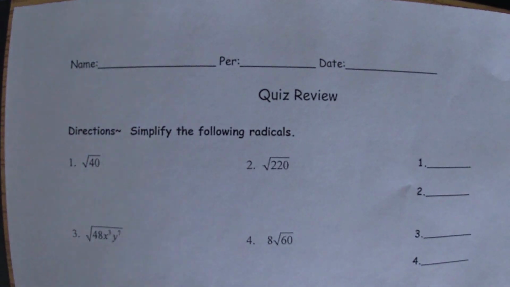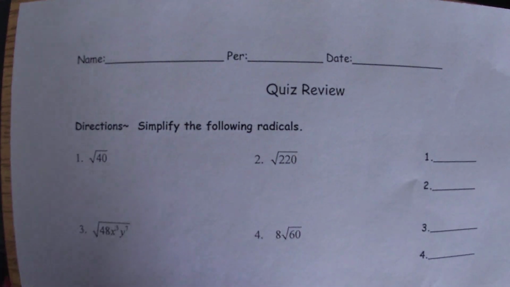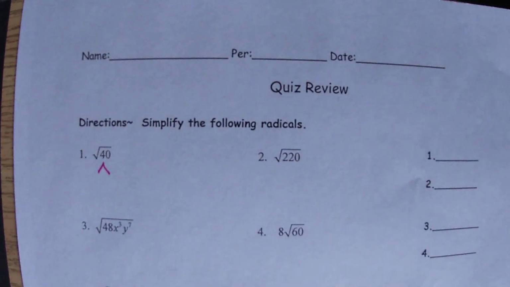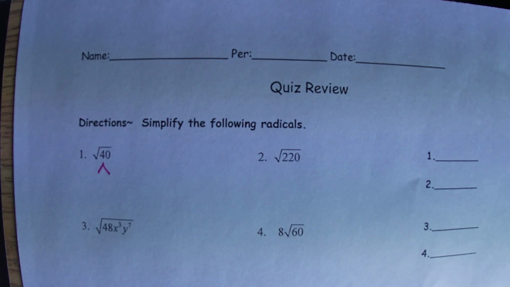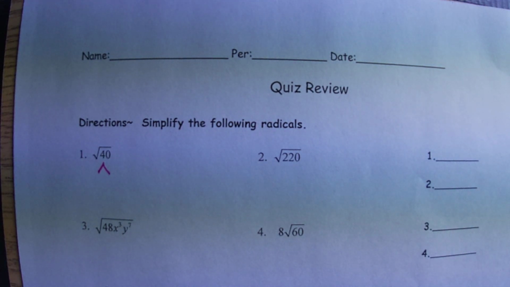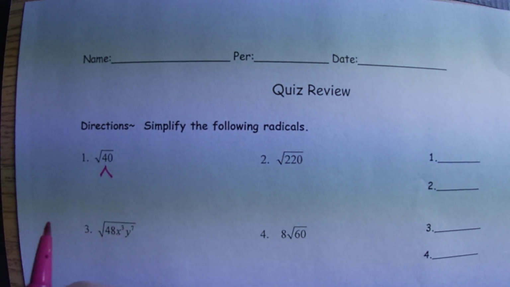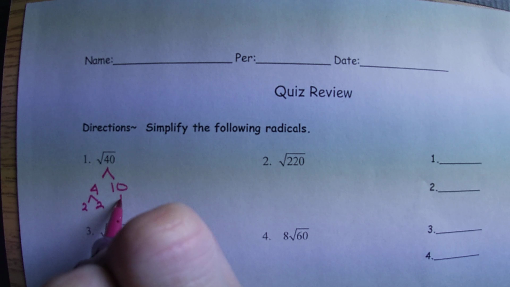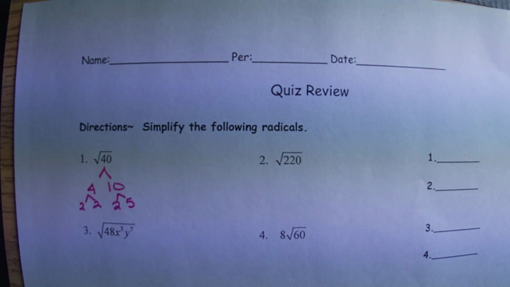So if we go through number 1, we're going to prime factor. We want to think of multiples of 40 and break it down as far as we possibly can. Sorry, I'm going to try and fix some lighting here. Okay, so if we start prime factoring 40, we can split that into a 4 and a 10. 4 splits into 2 times 2. 10 splits into 2 times 5.